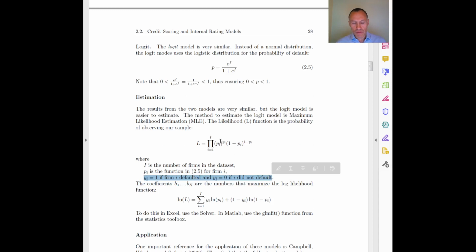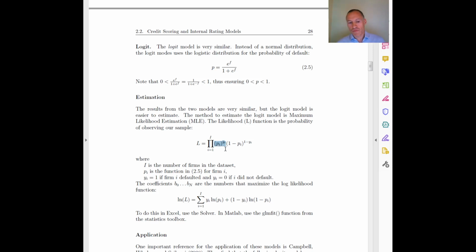So for a given firm, only one of these terms, either this one or this one, is showing up. The other is 1. Suppose that the firm defaulted. Then Y is 1, meaning I only care about this term here. So I'm going to estimate the probability of the firm defaulting, which depends on F, which depends on the ratios.